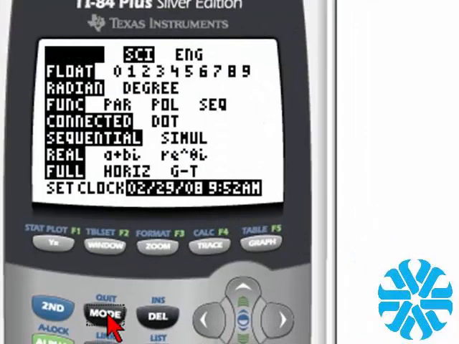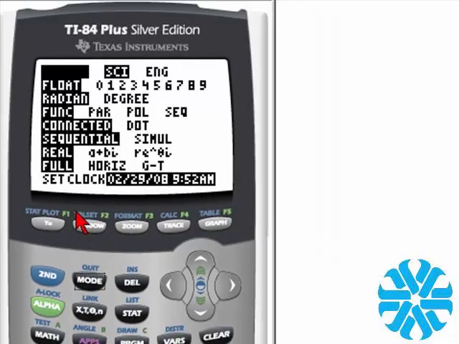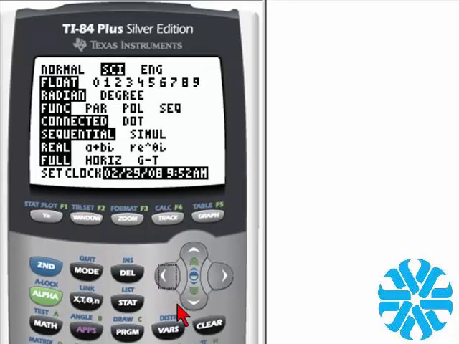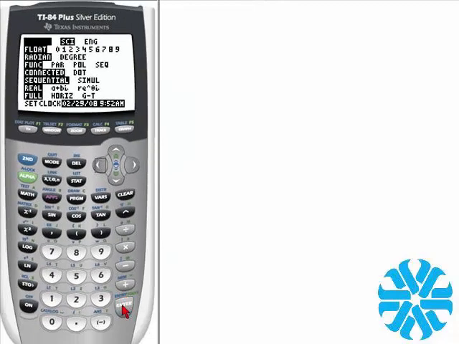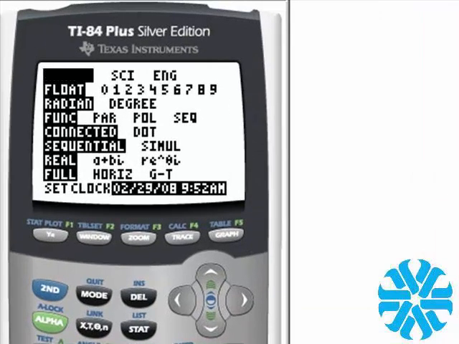The normal mode is the most common way to express numbers. Make sure your calculator is in the normal mode. If the normal mode is not highlighted, use the left arrow key and move it to the normal mode and then select Enter. To get back to the main screen, select the second function key and then Quit.